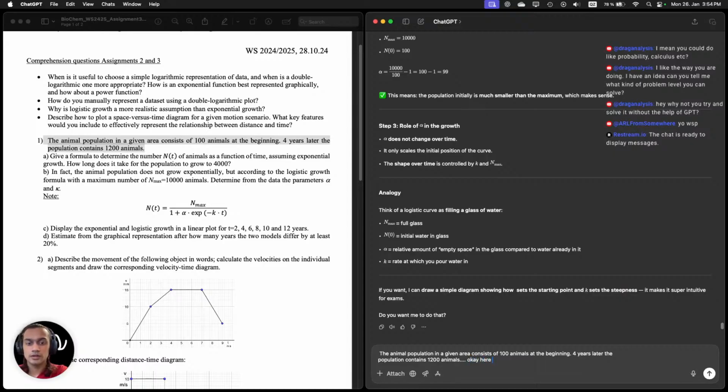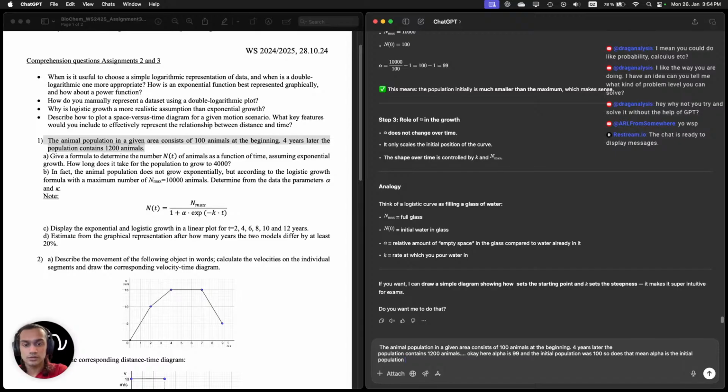Okay, here alpha is 99 and the initial population was 100. So does that mean alpha is the initial population where the population growth happens?